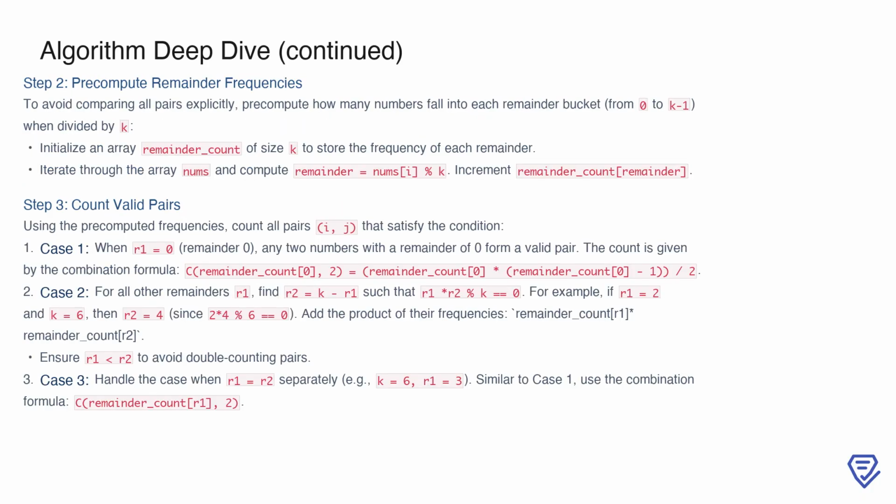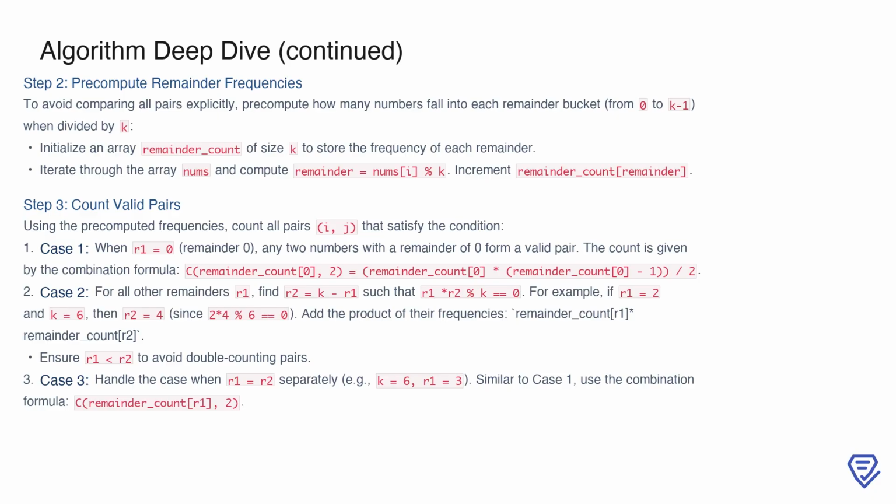To efficiently count valid pairs, we begin by pre-computing the frequency of remainders when the elements of nums are divided by k. For this, we initialize an array remainder_count of size k, where each index represents a possible remainder, and its value tracks how many numbers produce that remainder. As we iterate through the array nums, we compute the remainder of each number modulo k and increment the corresponding index in remainder_count. Once we have these frequencies, we can calculate the number of valid pairs using three key cases.